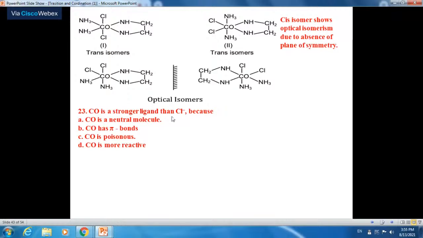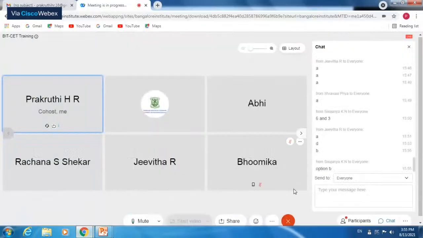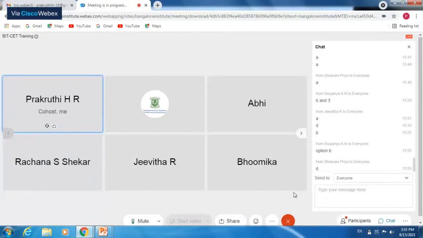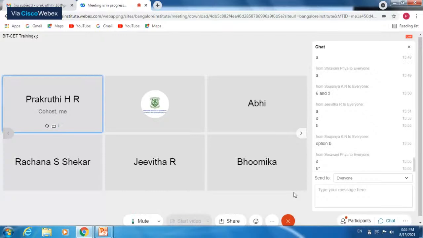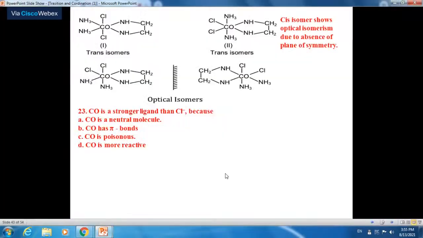CO is a stronger ligand than Cl minus because of what? It is a neutral molecule. What is the answer for the students? Very simple it is. What is the answer, Saujanya? Okay, Saujanya is telling option B, and Shravani option B. Let's check. Because it is having pi bonds, and it is also involved in back bonding.